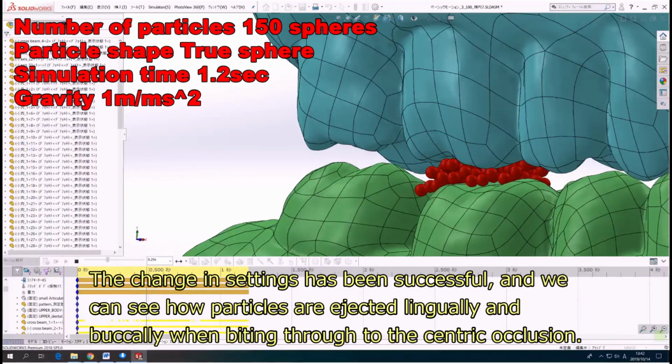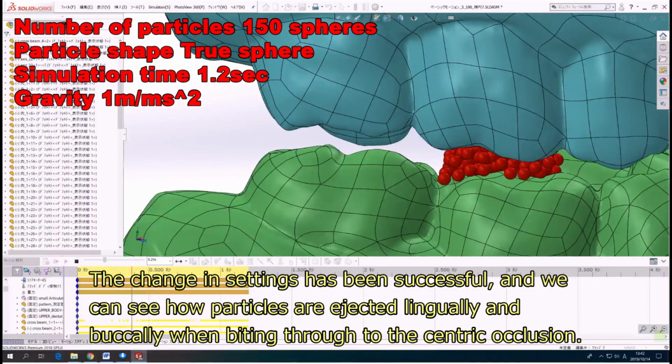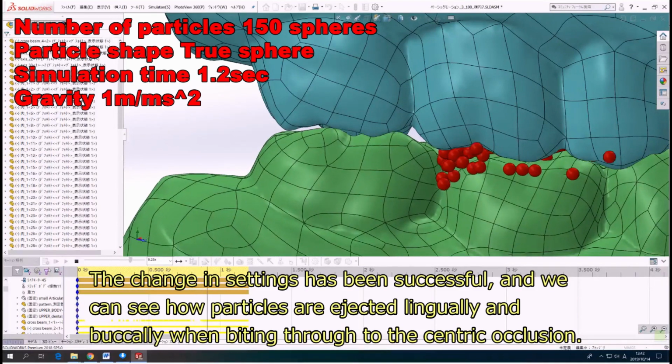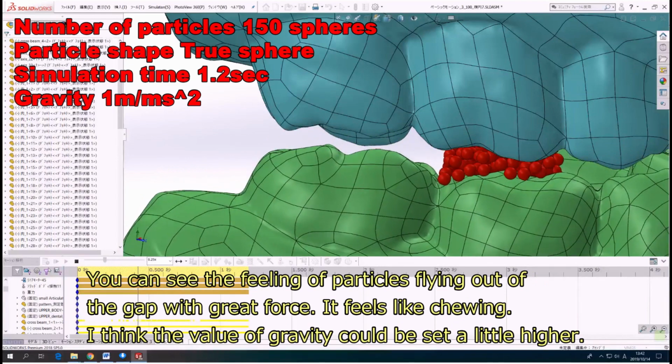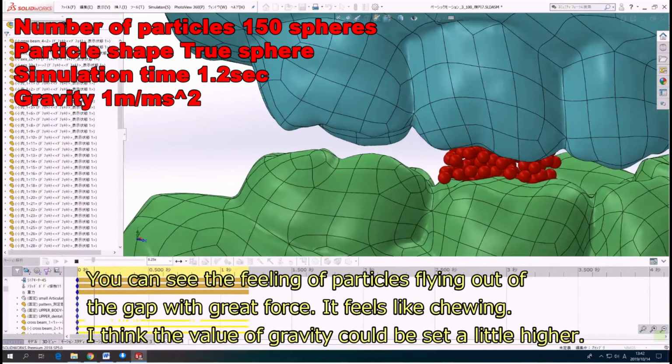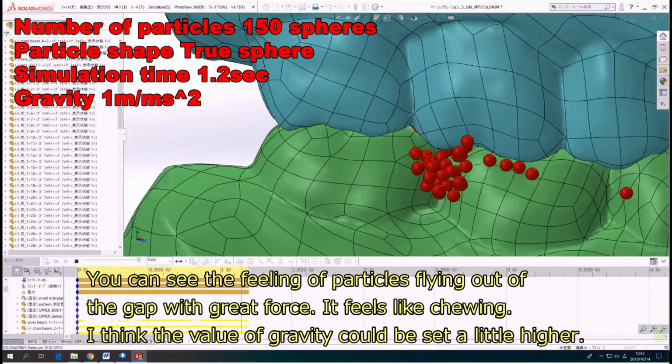The change in settings has been successful, and we can see how particles are ejected lingually and buccally when biting through to the centric occlusion. You can see the feeling of particles flying out of the gap with great force. It feels like chewing. I think the value of gravity could be set a little higher.